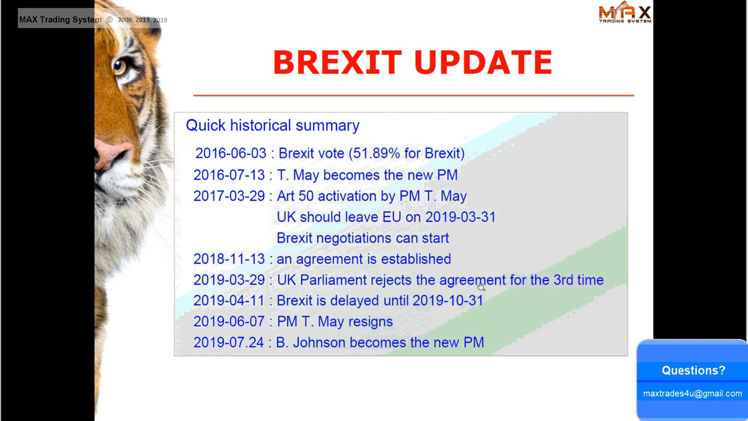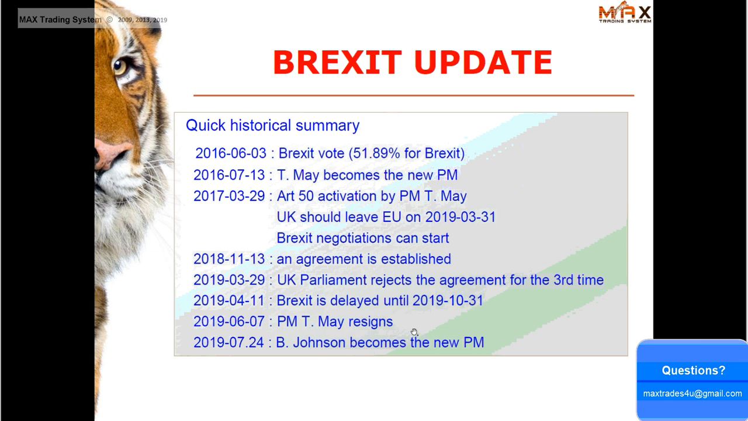In fact, it rejected the agreement 3 times, at which moment the situation was becoming extremely difficult for Prime Minister Theresa May. At the same time, Brexit has been delayed twice, and the last delay is now October 31st of this year. And in the meantime, of course, Prime Minister May has resigned.